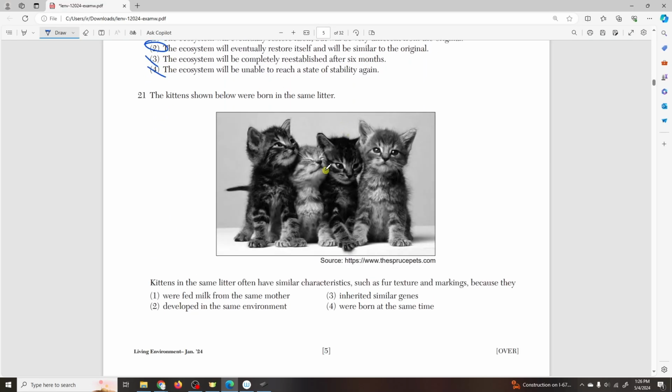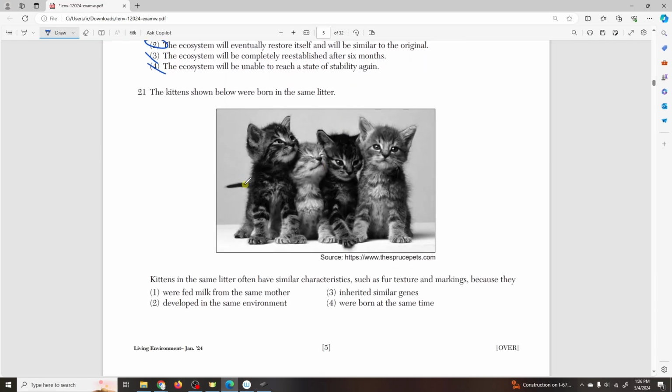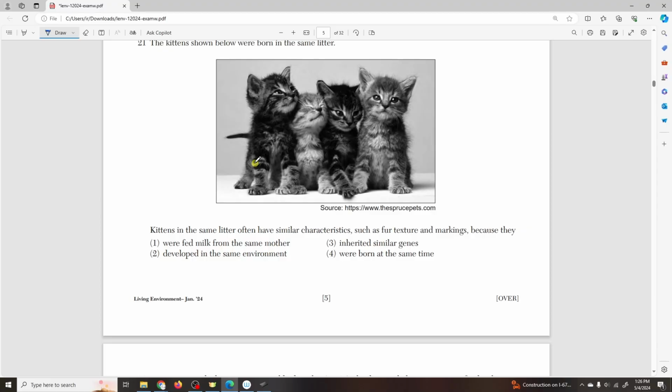Right, so 21 says, the kittens below were born in the same litter. The kittens in the same litter often have similar characteristics, such as fur texture and markings, because they what? Because they inherited similar genes, right? The time that you were born doesn't matter. What matters is that they came from the same mommy cat and daddy cat that had, for example, dark and light fur. For example, if the mother had light fur, then this cat could have inherited its light fur from the mother, right? And this is just how they get the markings in general. Markings are going to be genetic. Fur texture is going to be genetic.